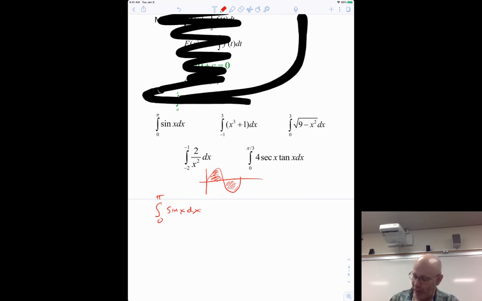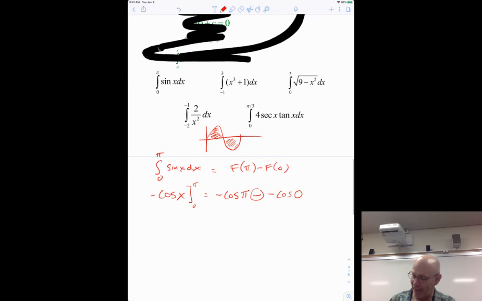So notation, remember that big F of pi minus big F of 0. So here's some notation for you. You take the antiderivative, which is negative cosine x. And then this is a little notation that you're going to see me use all the time. It's just like a little vertical line or a bracket with those limits on there. This is negative cosine of pi minus, be careful, this minus sign is part of the formula, and then negative cosine 0. You can get a little hung up sometimes with the negatives. Cosine of pi is negative 1, so that's 1 plus 1, we get 2.